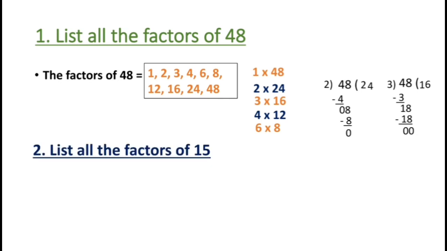List all the factors of 15. Now, do we get 15 in 1 table? 1 15s are 15. Do we get it in 2 tables? No. 3 tables? Yes, 3 5s are 15. And then the 4 table we don't get it. Again we get it in the 5 table only. So 3 5s are 15 or 5 3s are 15. So 1, 3, 5, 15 are the factors of 15.